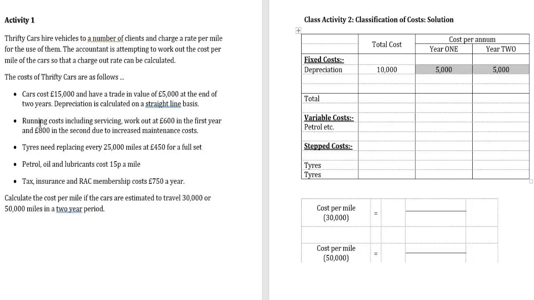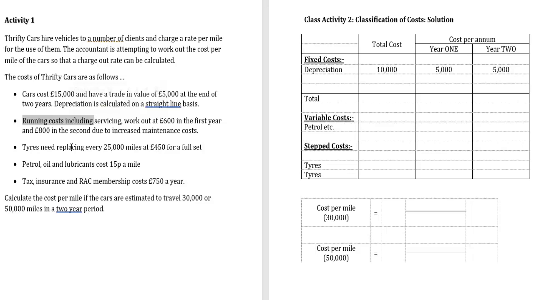The second item is running cost, including servicing, which works out at £600 in the first year and £800 in the second year due to increased maintenance costs. So again, this is fixed. Whatever, or actually how many miles I will use, it will not matter.